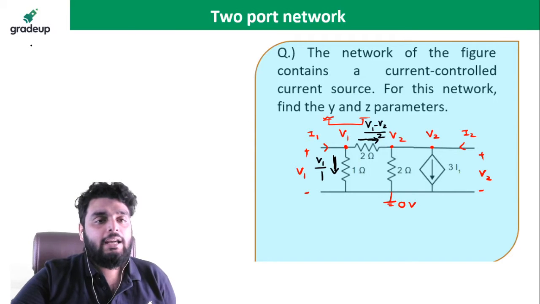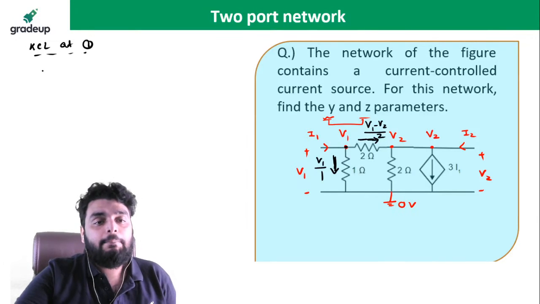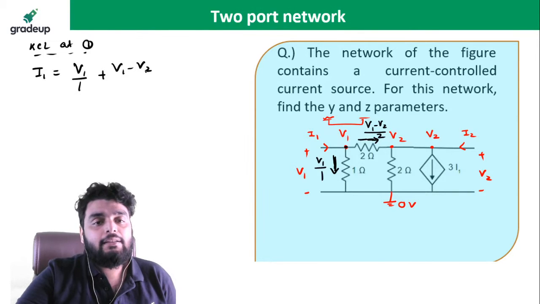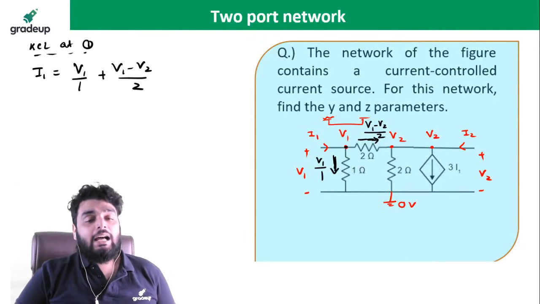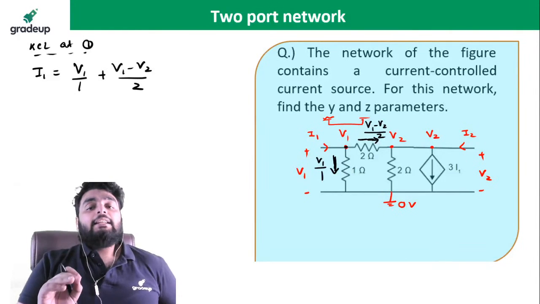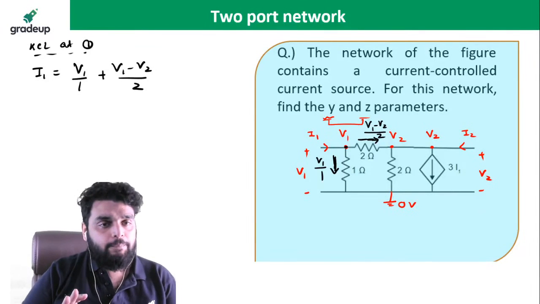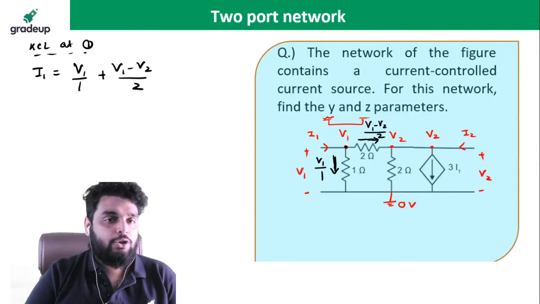Simple. So if I apply KCL at this node, then I1 is equal to V1 by 1 plus V1 minus V2 by 2. This will be the I1. Now remember, I gave you one point yesterday: to find the Y parameter, I need to write the KCL equation, and to find the Z parameter, I need to write the KVL equation.